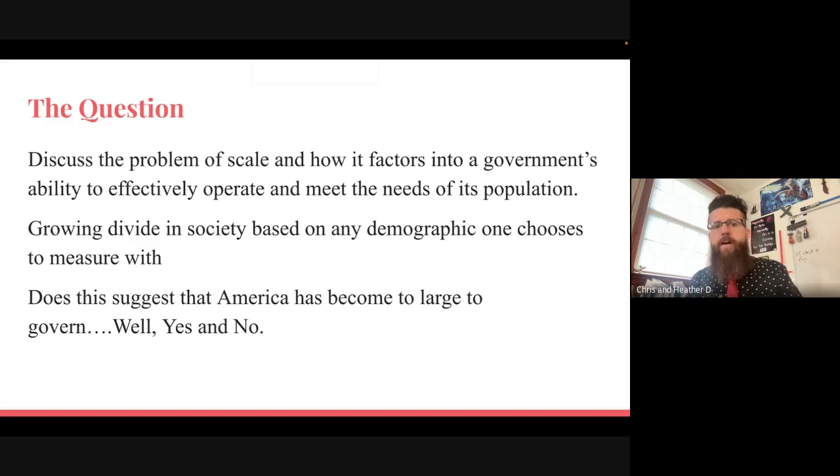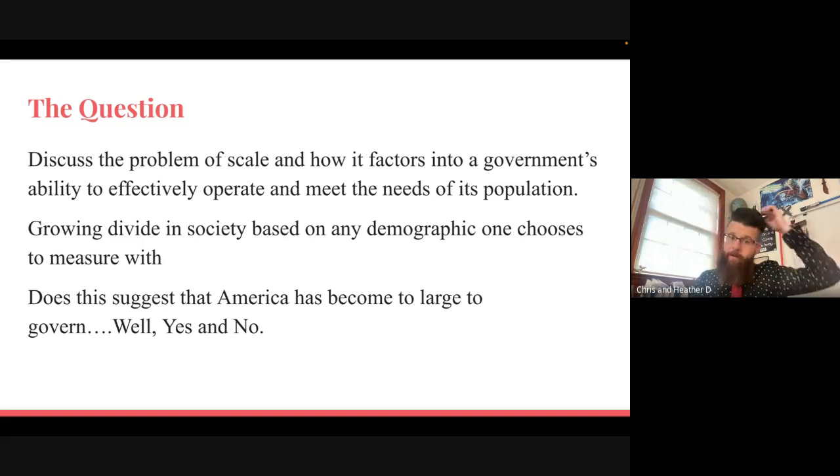So it says the growing divide in society has been based on any demographic one chooses to measure with. And I think that's what we see today in society, no matter if I want to measure things by religion or ethnicity or economic distribution, there has just been a divide in our society. I think that just begs the question of, is our government too large? Or is the nation too large for our government to actually operate?